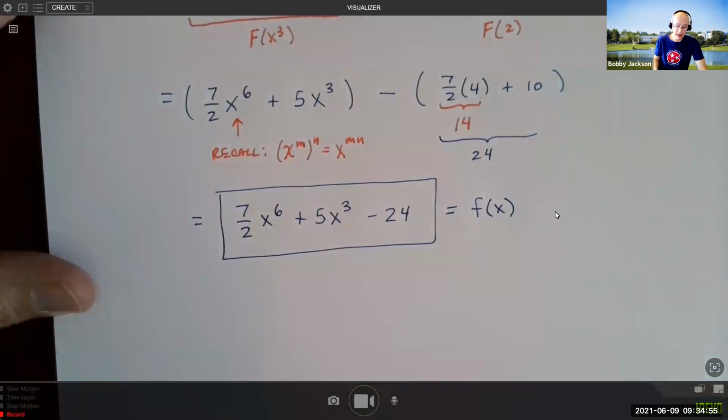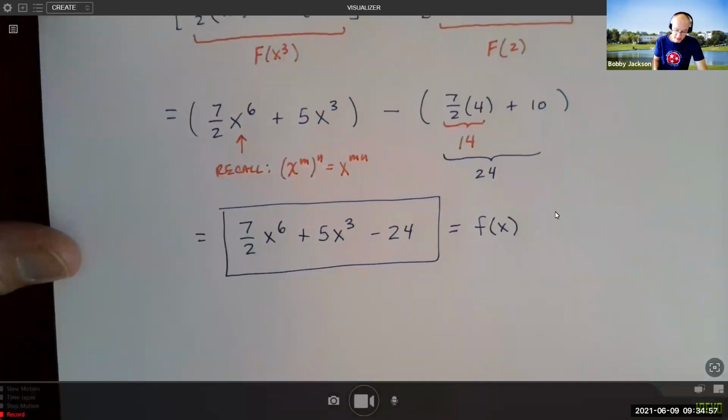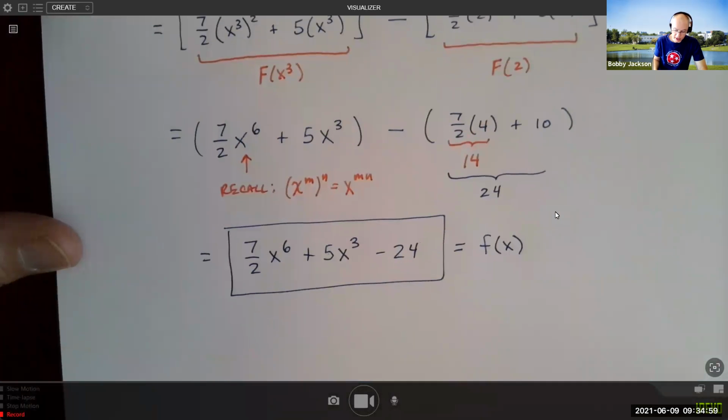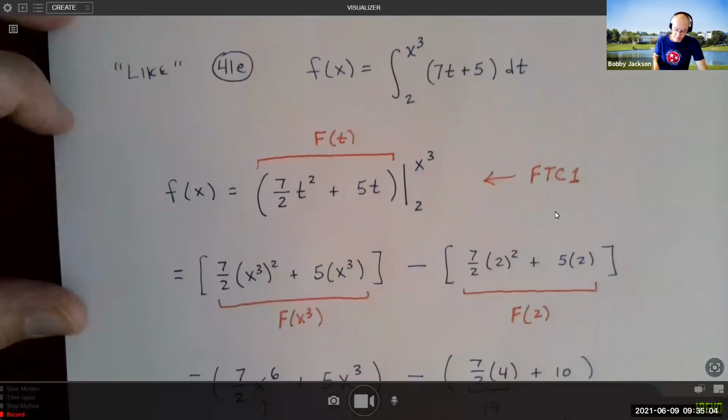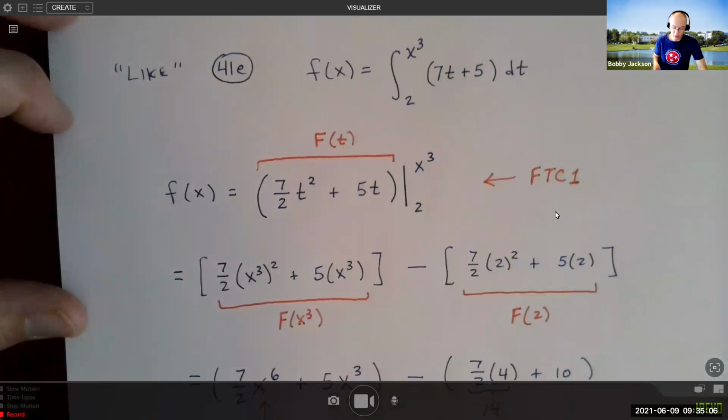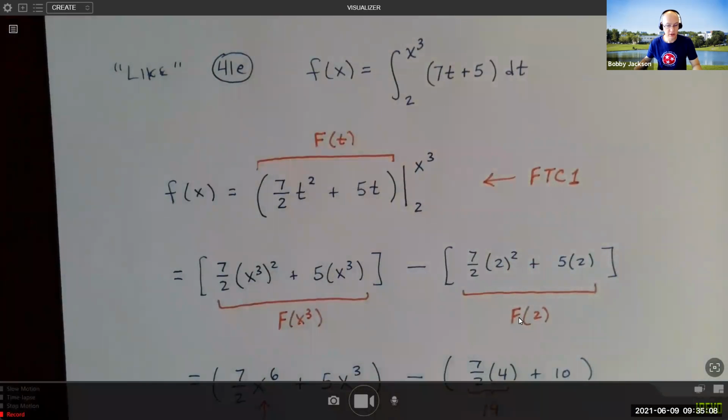Okay, and again, as we're looking at this section, these types of functions occur when we're looking at the so-called area accumulation functions, and we'll look at some more examples of this in this section. So I hope this helps. We'll look at some more later.